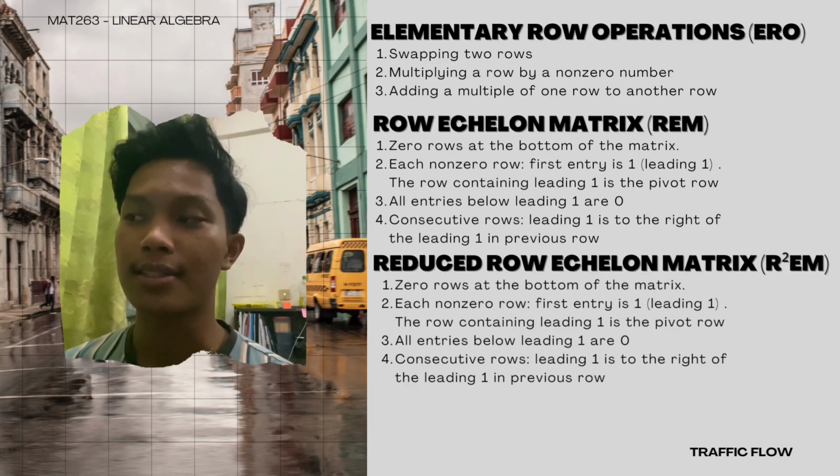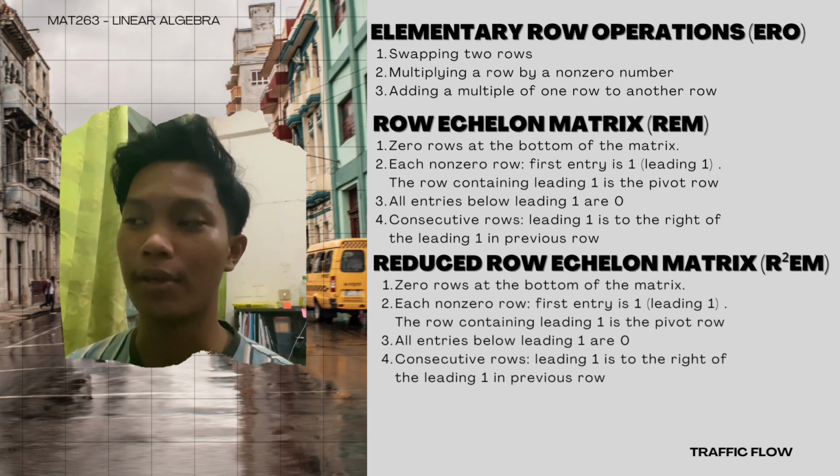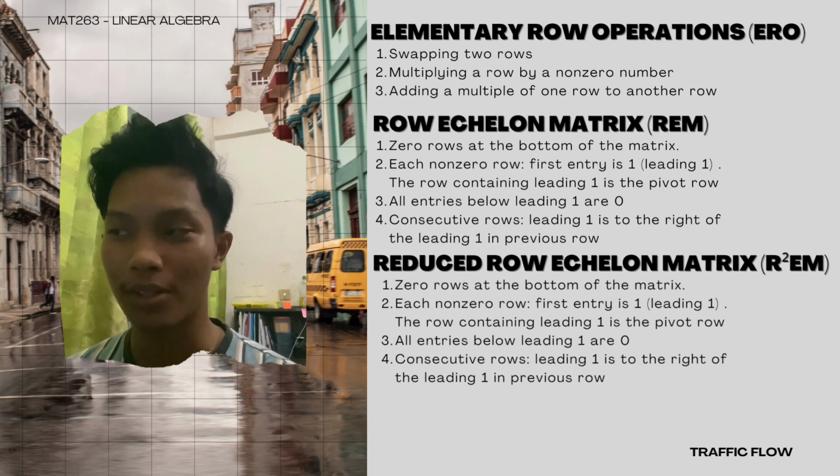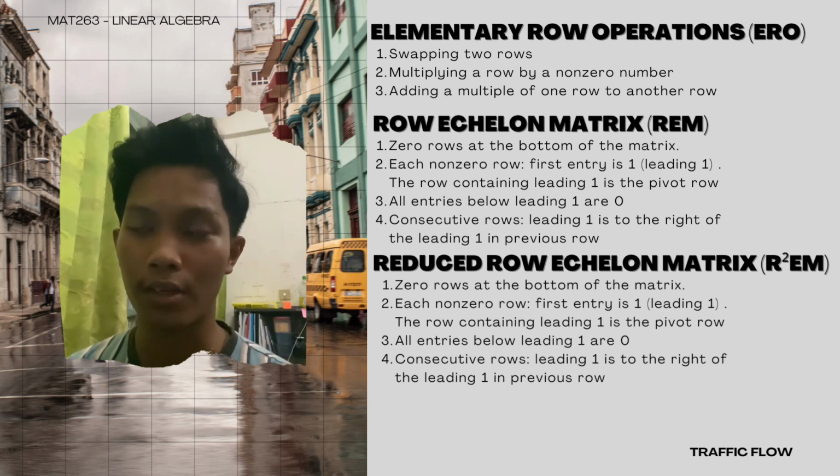The third one is the three types of elementary row operation, ERO. First one is swapping two rows. Second is multiplying a row by a non-zero number. And the third one is adding a multiple of one row to another row.